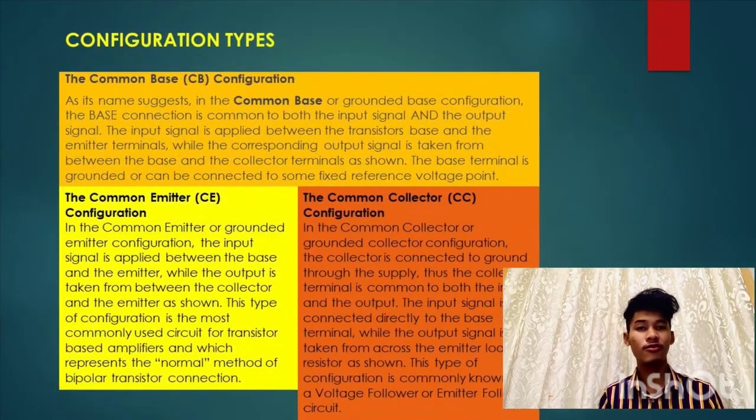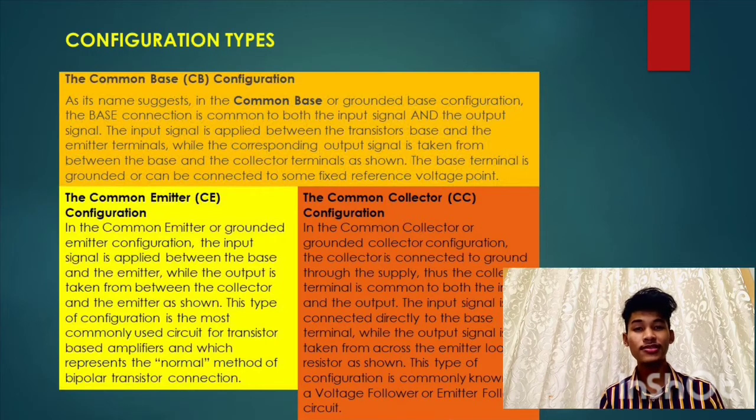Okay, the configuration types are divided into three. First, the common base configuration has voltage gain but not current gain. Second, the common emitter configuration has both current and voltage gain. Third, the common collector configuration has current gain but not voltage gain. Okay, I will elaborate on it.